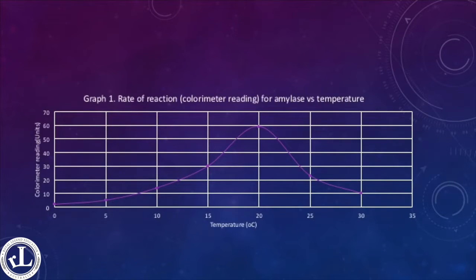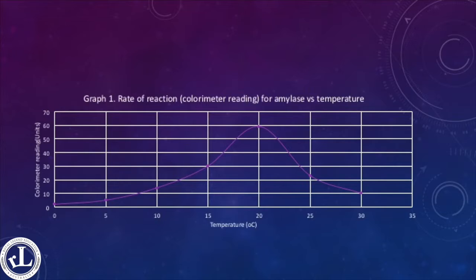If you are drawing up a graph as well, also give it a number, Graph 1, and then you say rate of reaction for amylase versus temperature. So the thing that comes first would be what's on the y-axis, the calorimeter reading, versus the x-axis, which is the temperature in this case. And note that everything here has units as well.